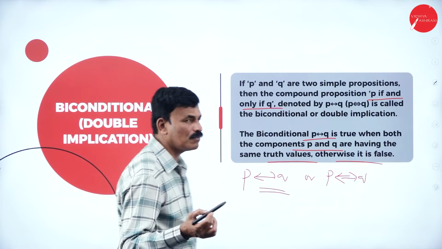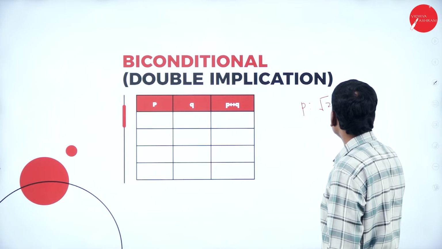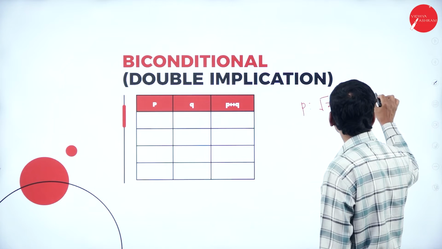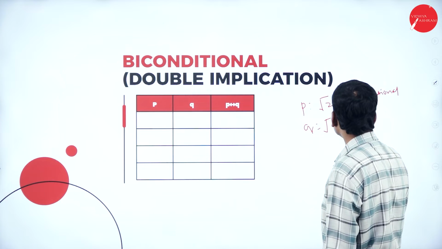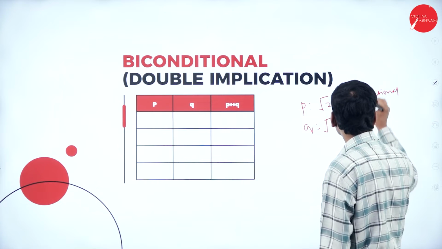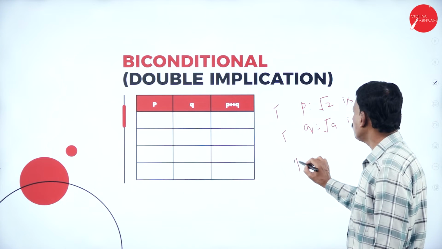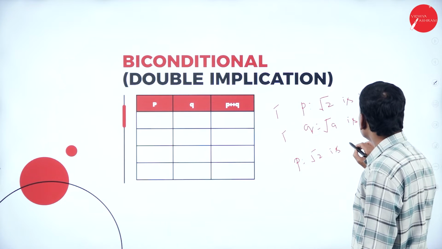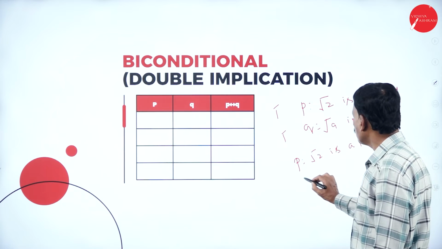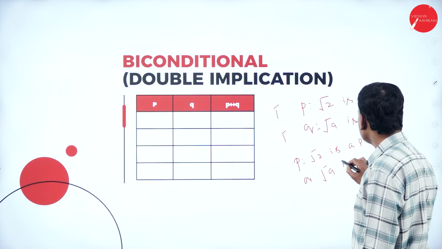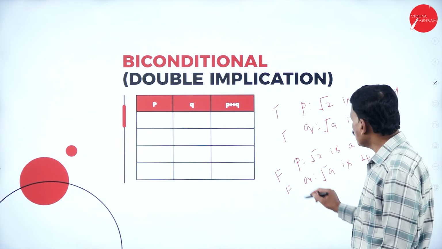Let me explain with an example. Let us take P: root 2 is irrational, and Q: square root of 9 is 3. Both the statements are true, so true and true is true. Suppose I write P: root 2 is a prime number, and Q: root of 9 is 4. Both the statements are false. So, then also it is true.